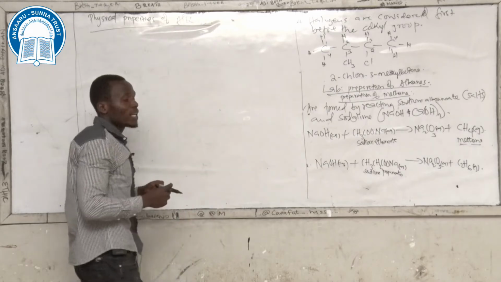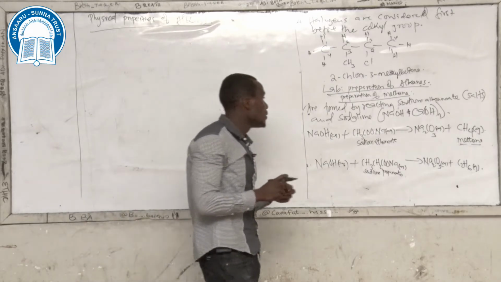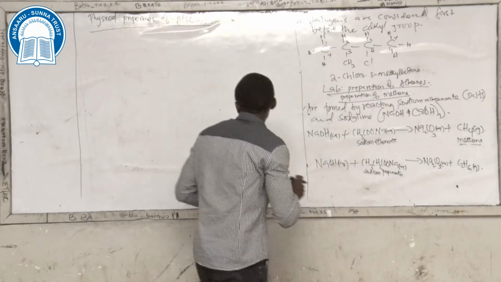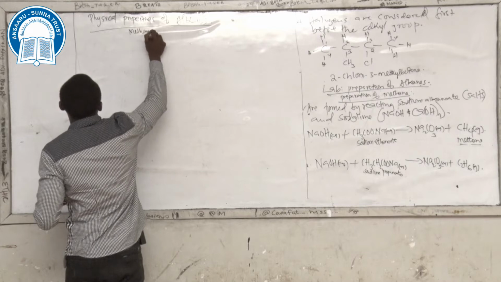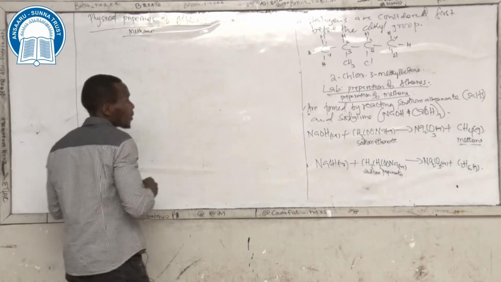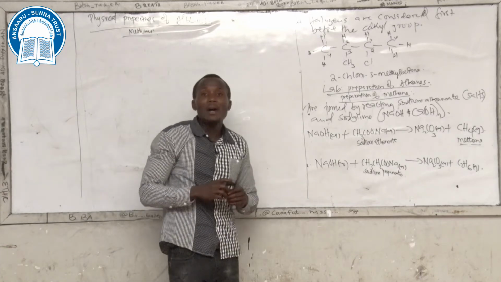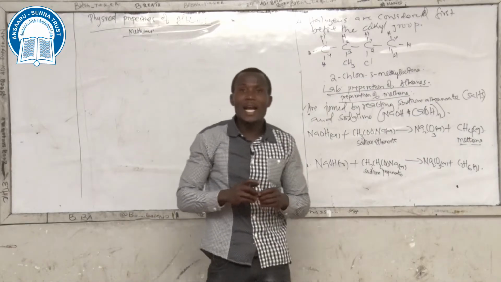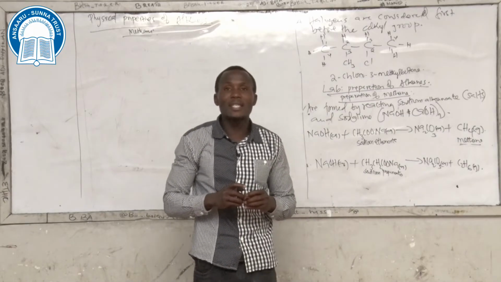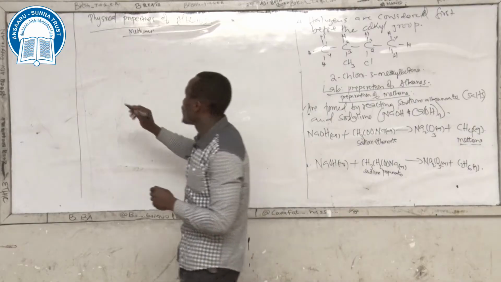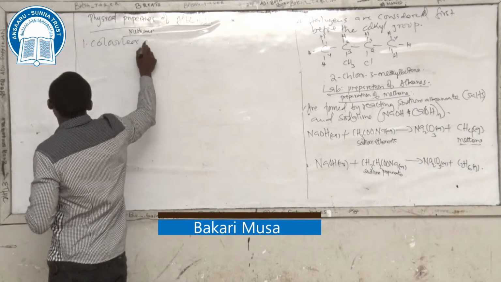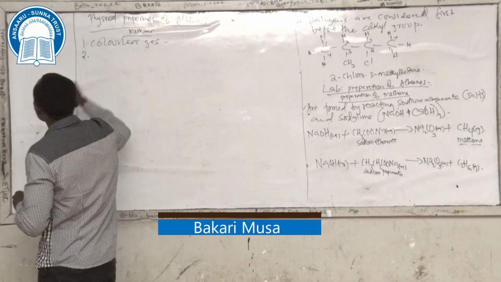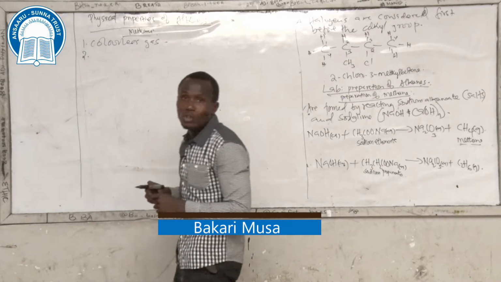Physical properties of alkanes. One, for example, we talk about methane. We are concentrating on methane. We talk about the color. Methane is a colorless gas. So the first one is colorless, a colorless gas.